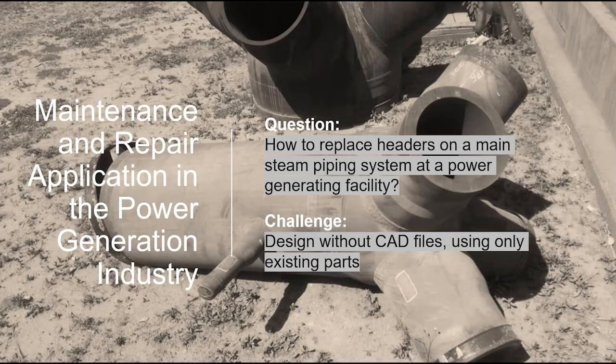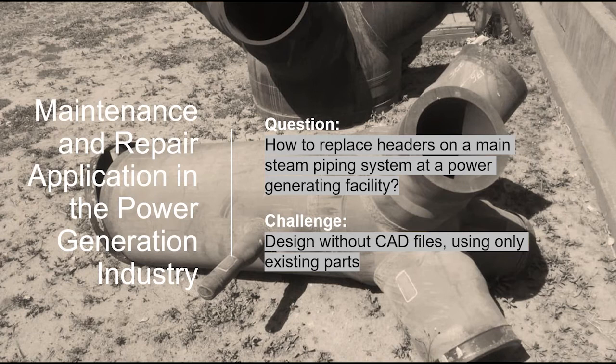Let's move to the seventh example. It concerns a maintenance and repair application in the power generation industry. And the question here is, how can we replace headers on a main steam piping system at a power generating facility? Well, replacing these headers in a power generating facility can be challenging.